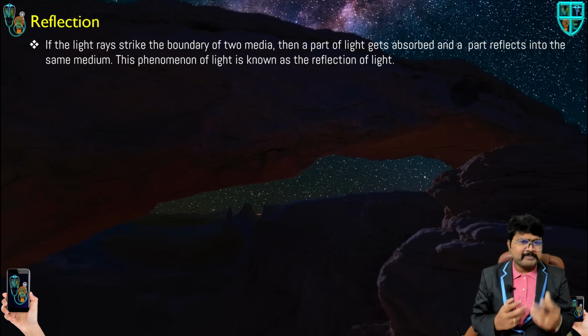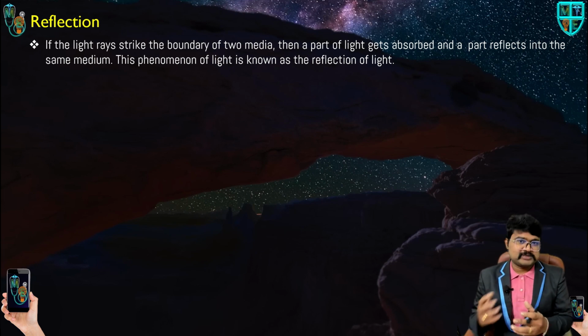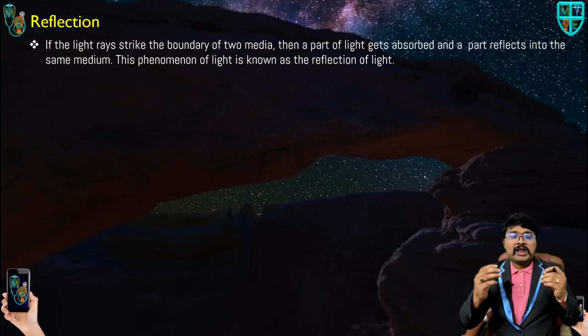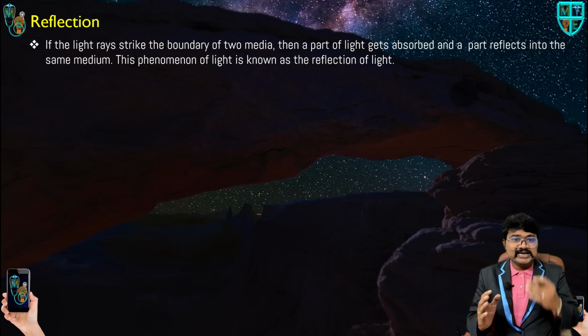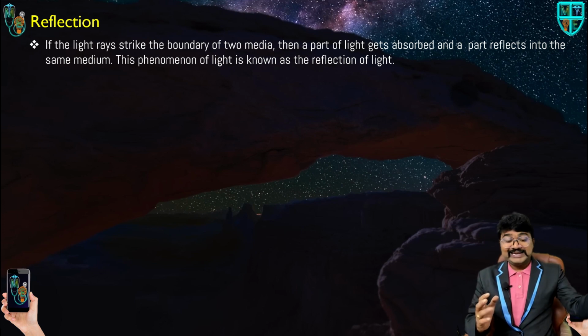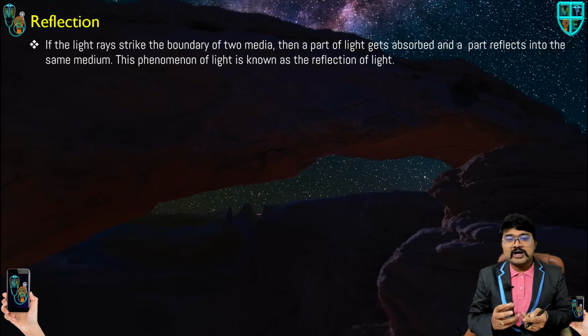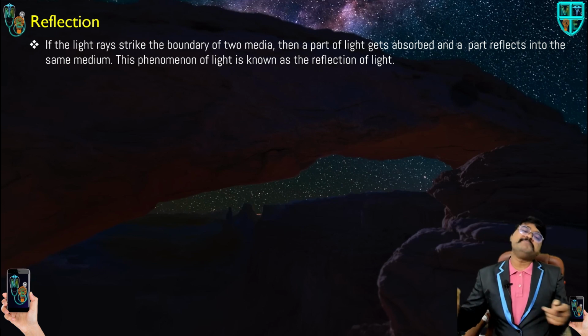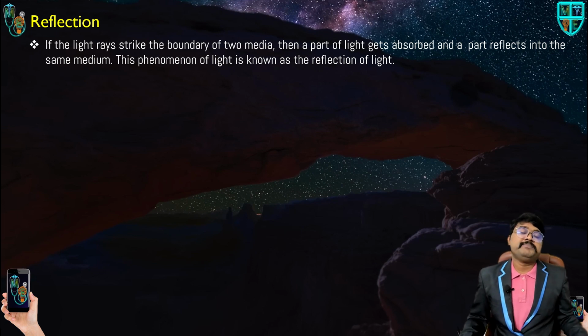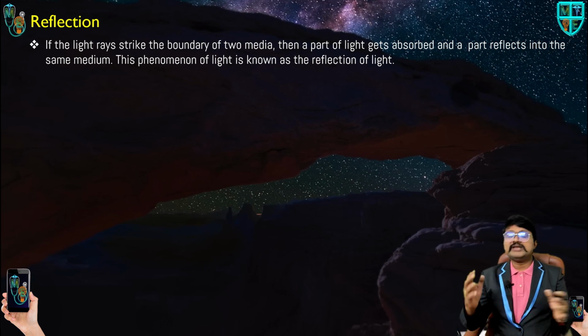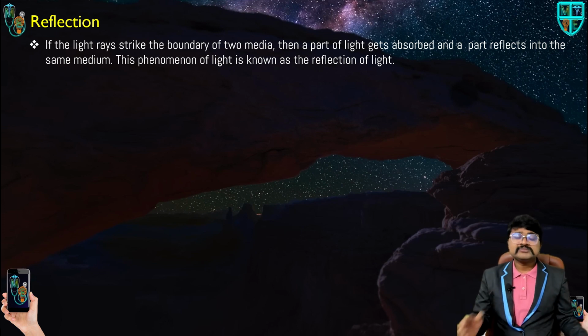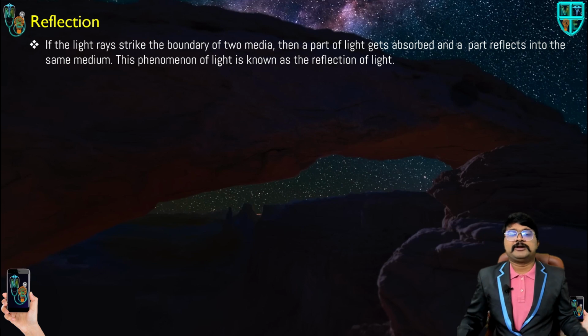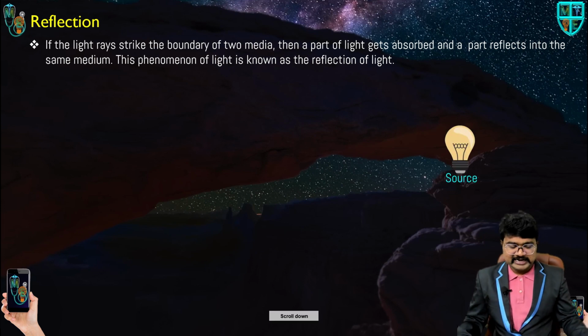The main important part of reflection here is that light is incident from one medium and it is reflected to the same medium. Here, the medium will be the same in case of reflection. In case of refraction, the medium will be different. So we can discuss one by one in detail.